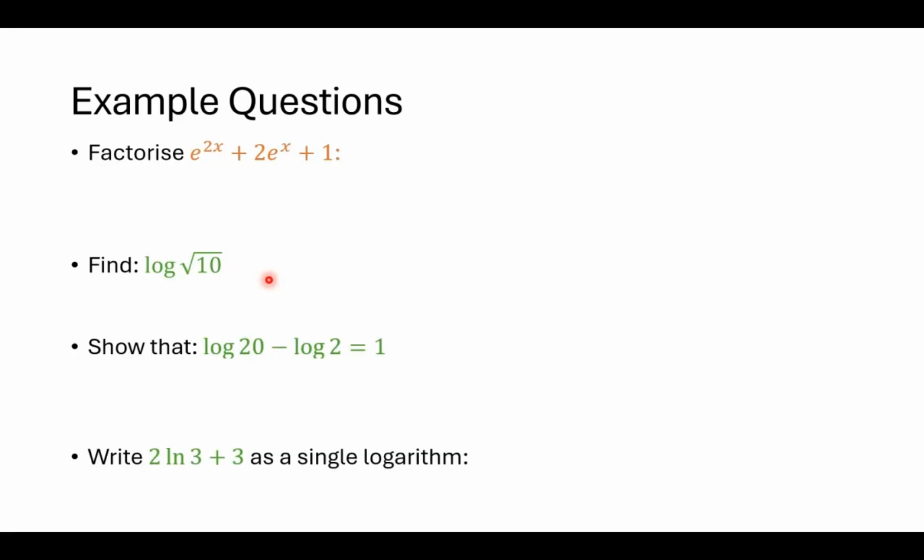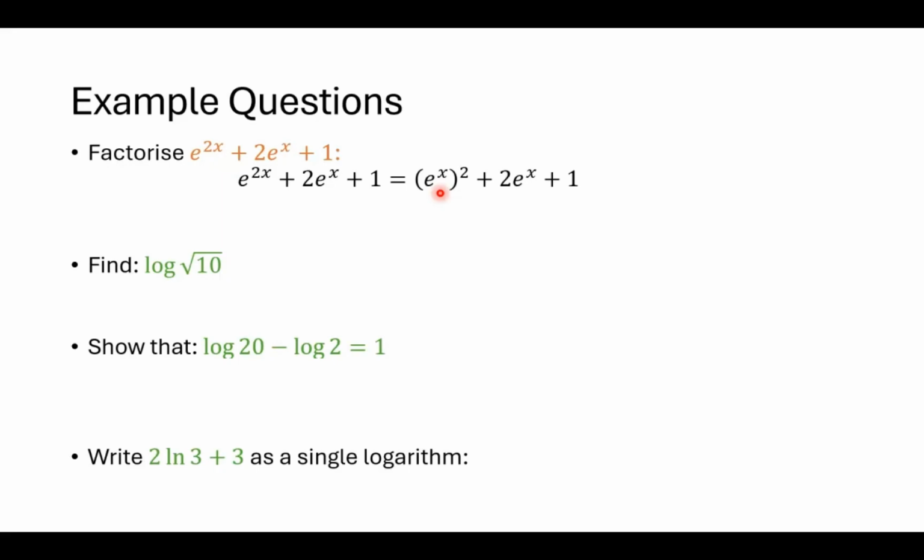Let's do some example questions to get you familiarized with these laws. First one is to factorize e to the power 2x plus 2e^x plus 1. Upon seeing this question, the first thing you can notice is that you can rewrite this expression. e to the power of 2x can be written as e to the power of x, then squared. This is because from index laws, when two numbers are multiplied together on the exponent, the effect is the same as taking the base to one of the numbers to that power first, then taking it to the power of the other number.